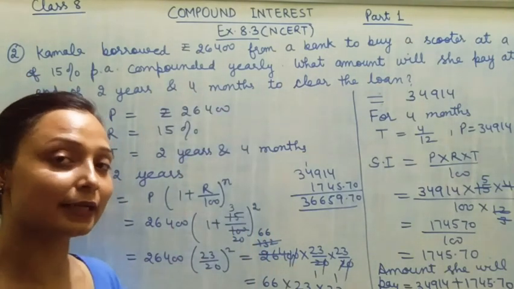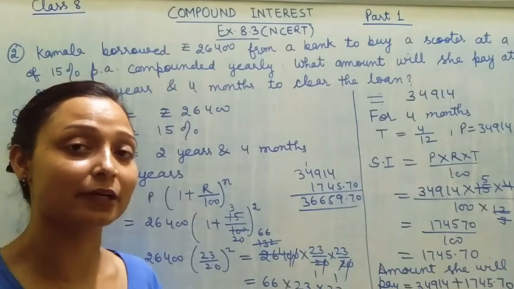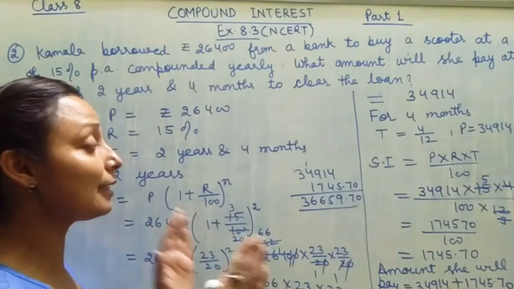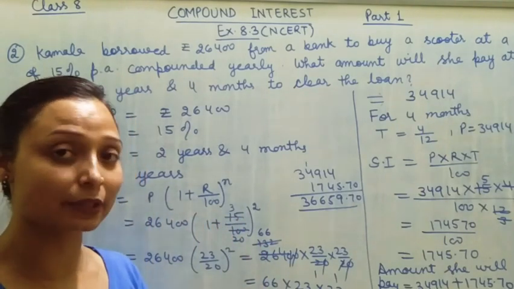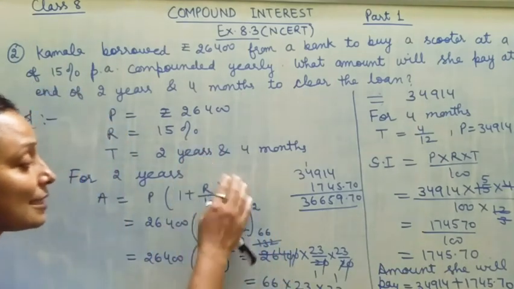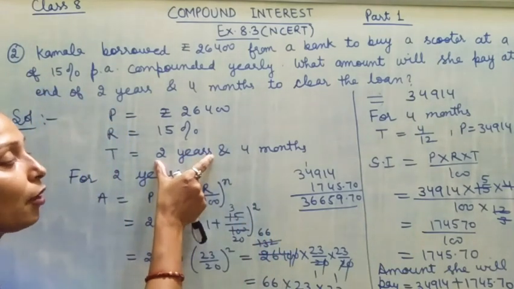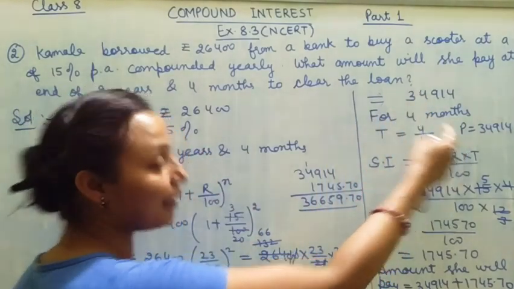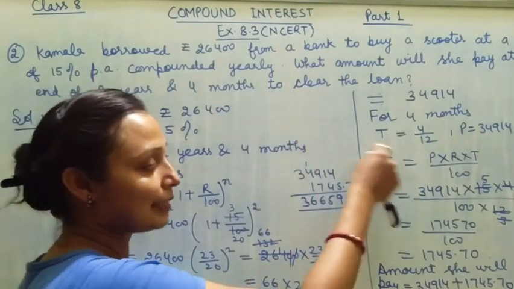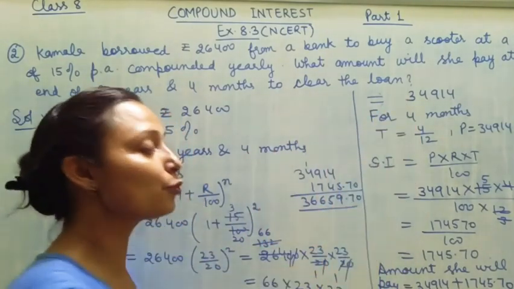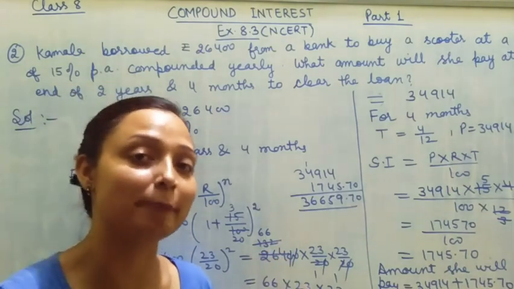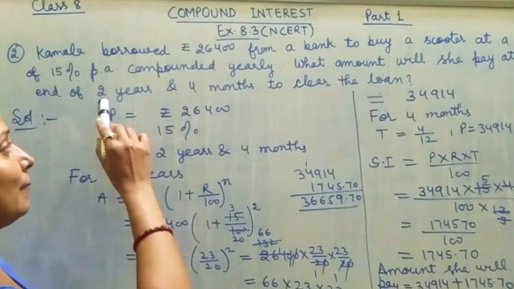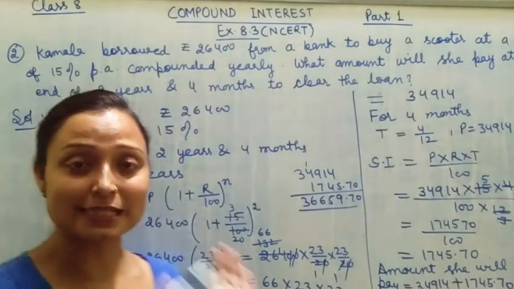I have told you earlier, in the first question, in which I did it for 2 and a half years, I used the direct formula for the amount, but I will do the second way of doing that question in question number 2. So this is the second way. First of all, you will work on 2 years, and after taking the amount of 2 years, you will take it as the principal, and for 4 months you will apply simple interest. Adding these two, you will get the exact amount she will pay after 2 years and 4 months. So this is the way for doing this question.